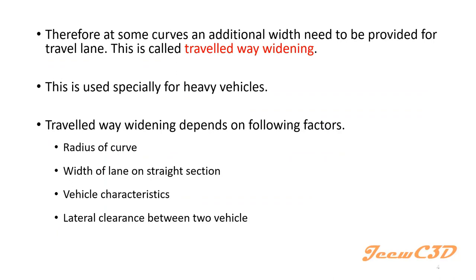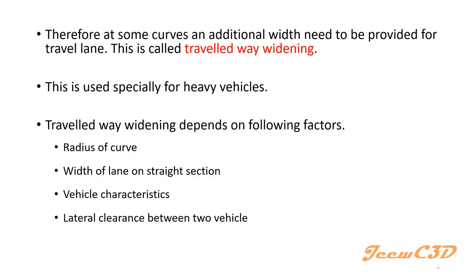This is also called travel way widening, because we are widening the travel way. There is another widening called side distance widening, which is used when the side distance is obstructed by an object in the road. But in this case, what we do is travel way widening, which is increasing the width of the road inside curves. This is especially used for heavy vehicles, as you saw in that example. Light vehicles such as cars or vans will not be affected by the curve radius, but large vehicles like trucks or buses might go outside the lane when traveling on curves, especially sharper curves.